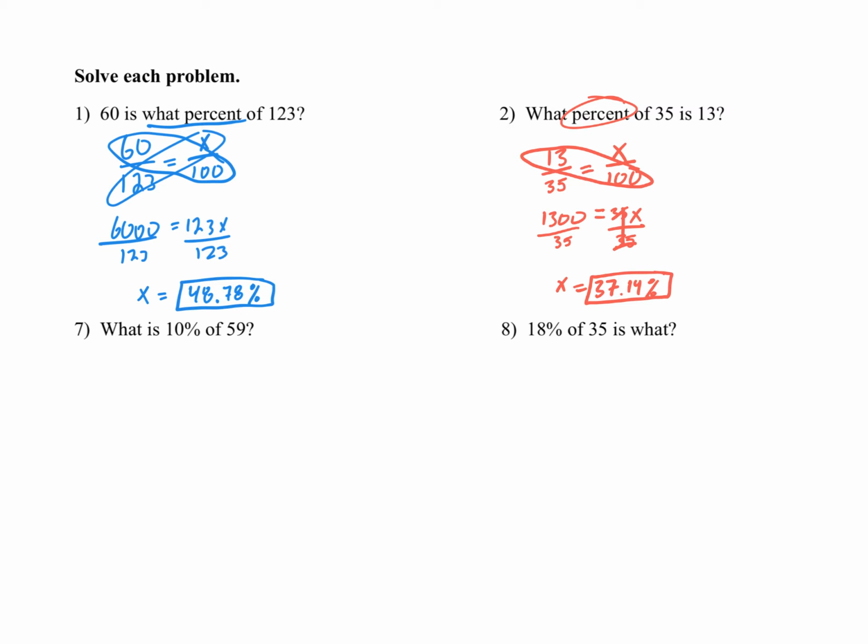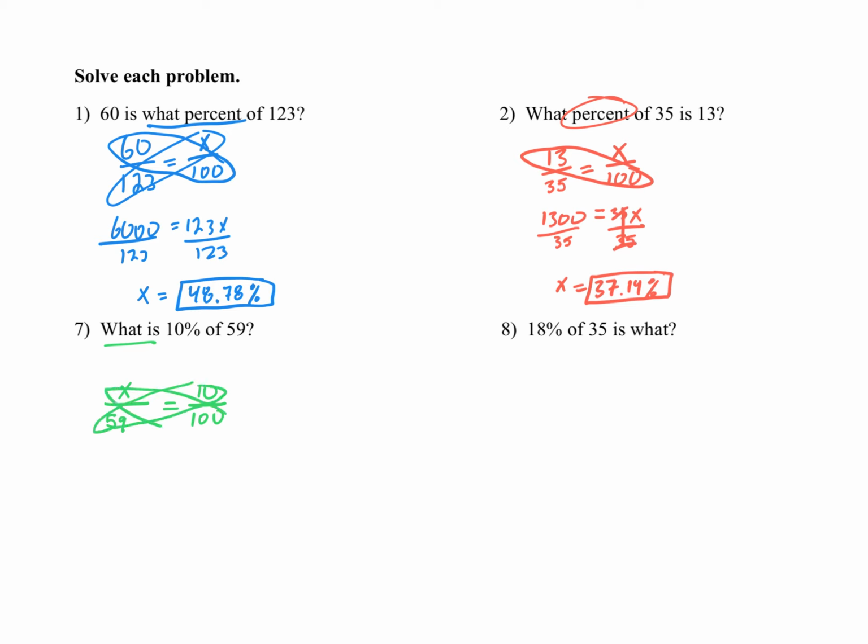Alright, so now number 7 says what is 10% of 59? So we have the percent now. We have the whole of 59. So we're looking for the part, 10% of 59. So we're going to have 10 over 100. So this is going to be 59, the whole, and we're looking for the part.